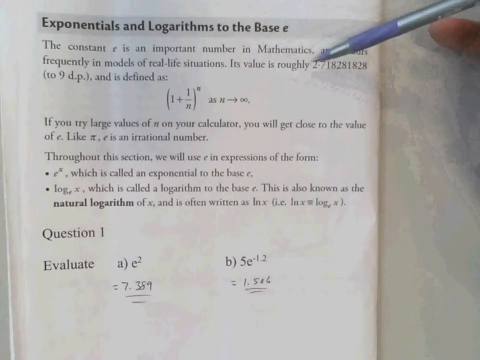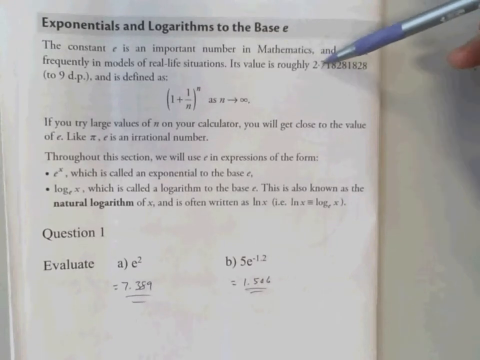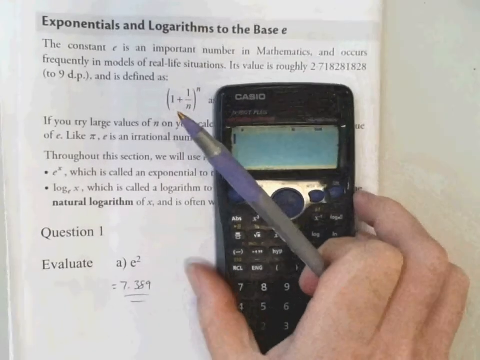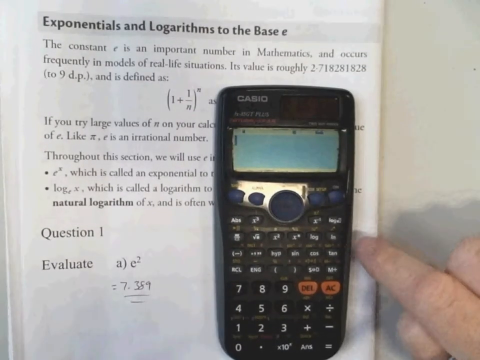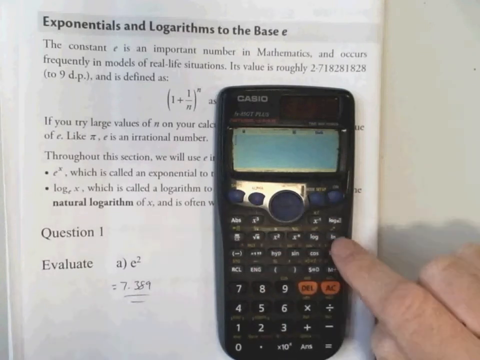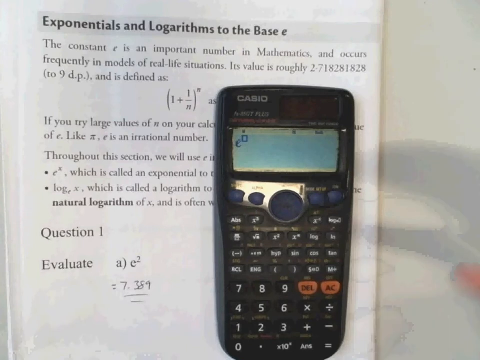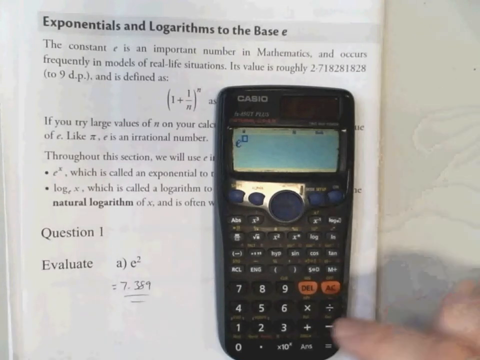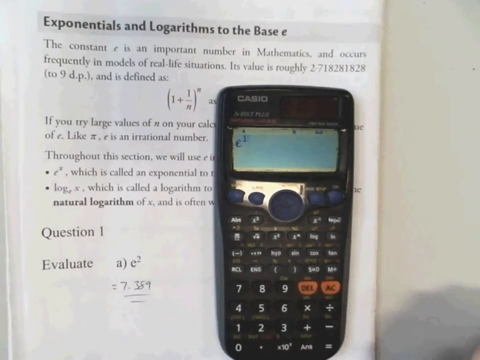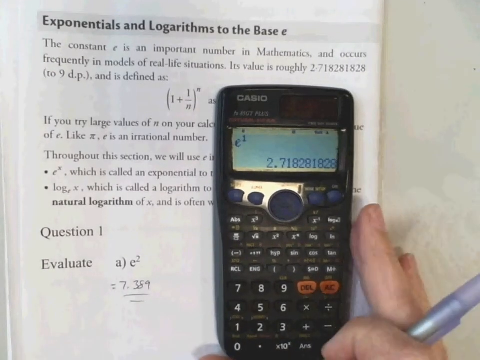The value of e, roughly to 9 decimal places, is 2.718281828. We do have that on our calculator. On a Casio calculator, it's shift ln, and there's e to the power. If I wanted to work out e squared or e cubed, I'd just put the 2 or the 3 in there. But if I do e to the power 1, which is just e, there's the 2.718281828.